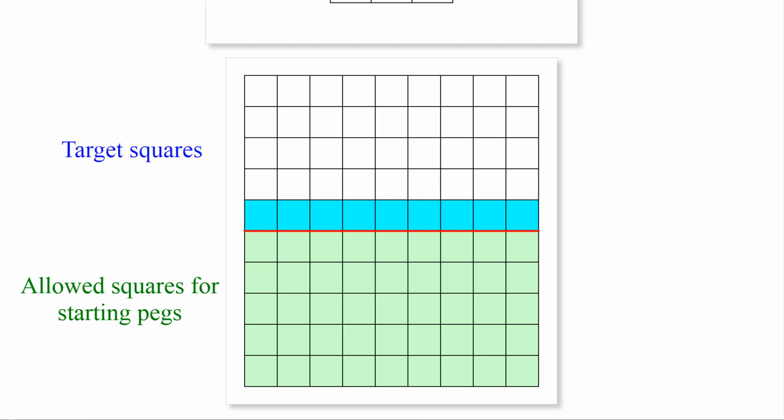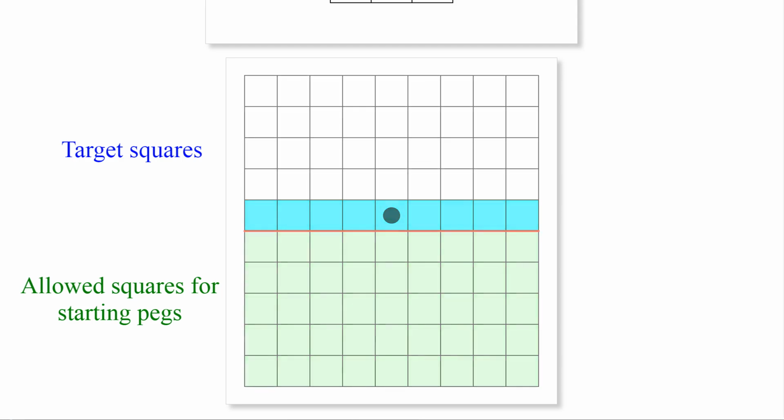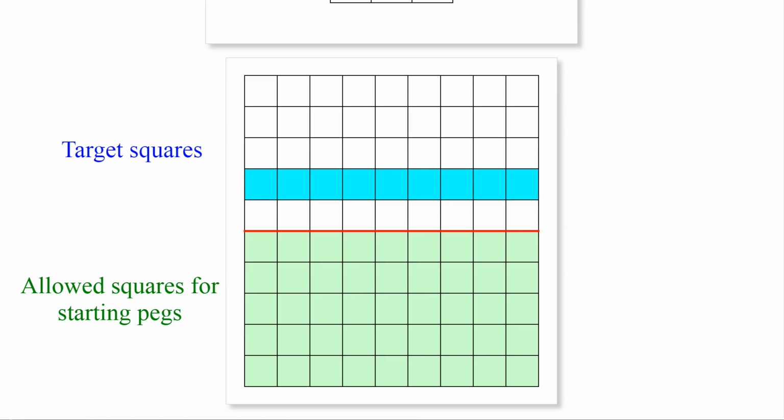Can you do it with squares on the first row? Oh, that's easy. Just one movement and we're there. Okay, another one, a little more difficult. The second row above the red line. Let's use the same pegs we used before, and with two more, well, we can reach it.